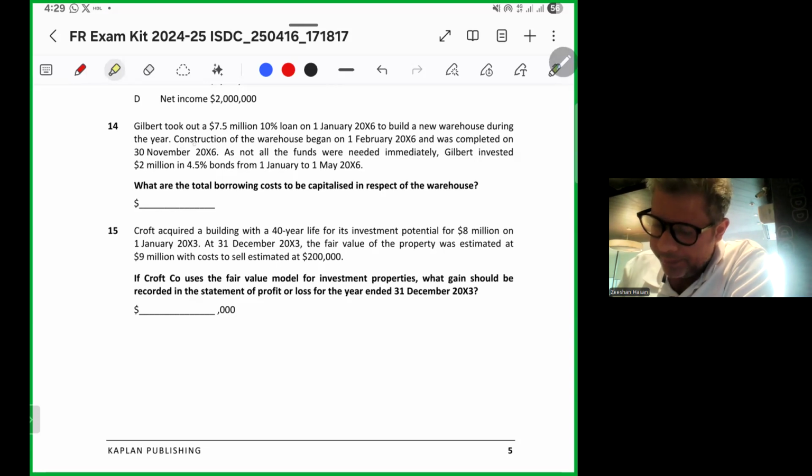Gilbert took out a 7.5 million, 10% loan on 1st January 2006 to build a new warehouse. During the year, the construction of the warehouse began on 1st February 2006 and was completed on 30th November 2006. As not all the funds were needed immediately, Gilbert invested 2 million in 4.5% bonds from 1st January to 1st May 2006. What are the total borrowing costs to be capitalized in respect of the warehouse?